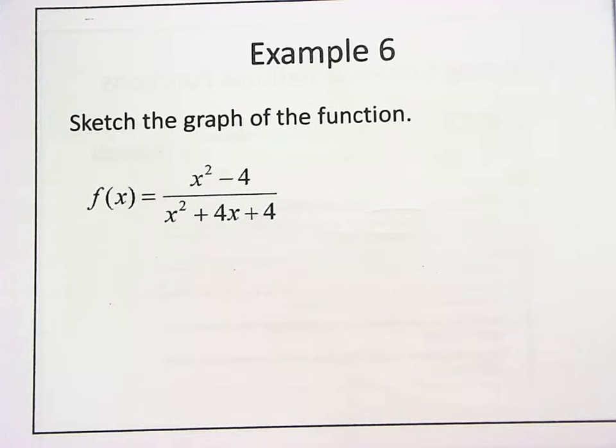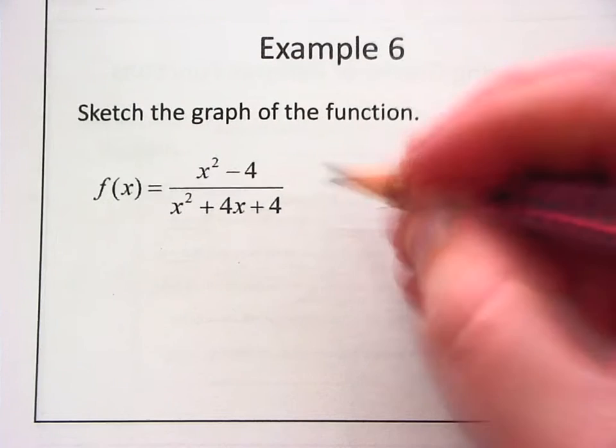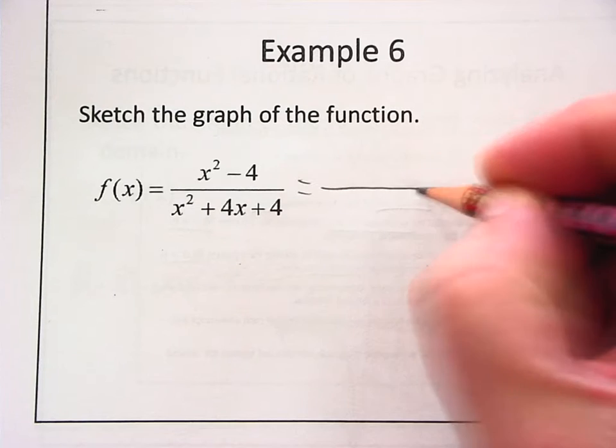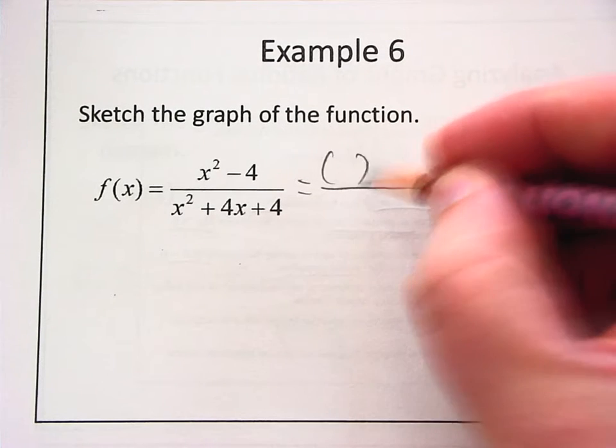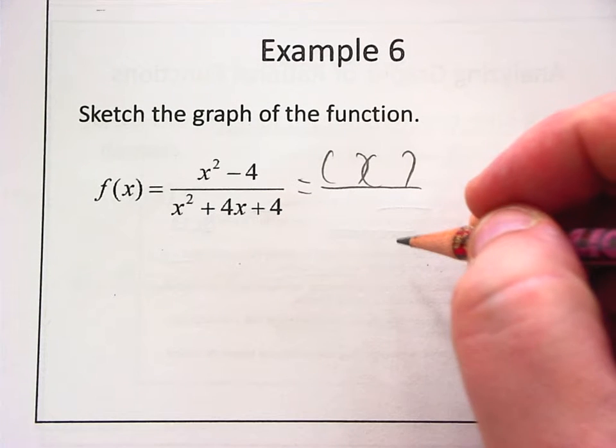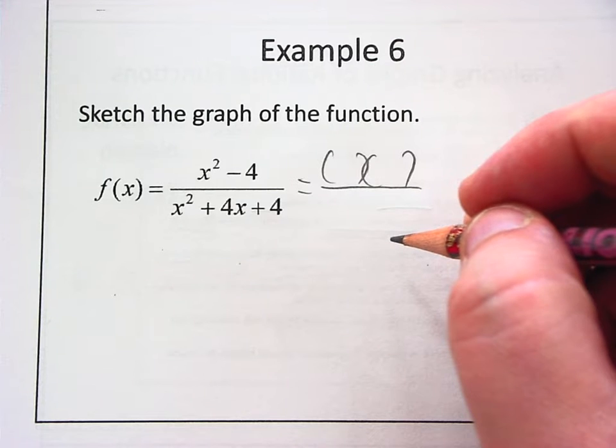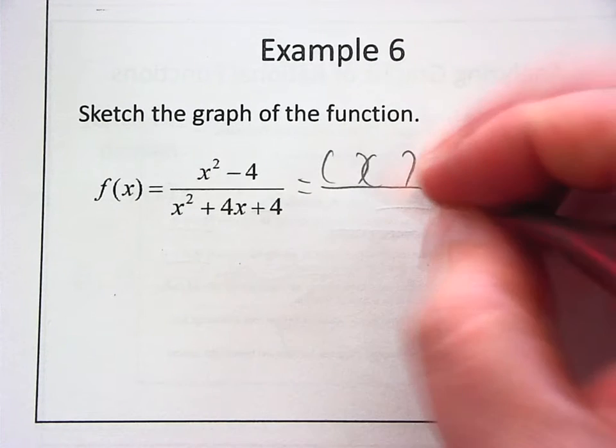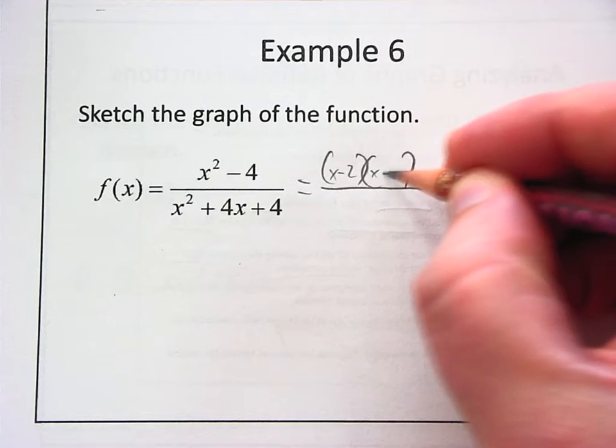And this is where students sometimes get stuck. If I want to simplify this, I can't just start crossing things off. I need to change it so I'm dealing with multiplication instead of addition and subtraction. So I want to factor it. I want to rewrite this so that I have factors top and bottom. What's x squared minus 4 going to factor into? x minus 2, x plus 2.